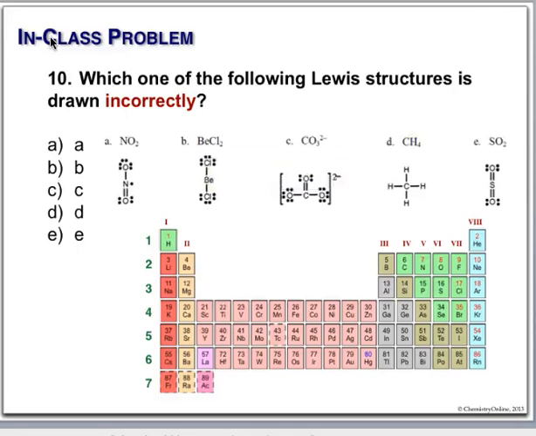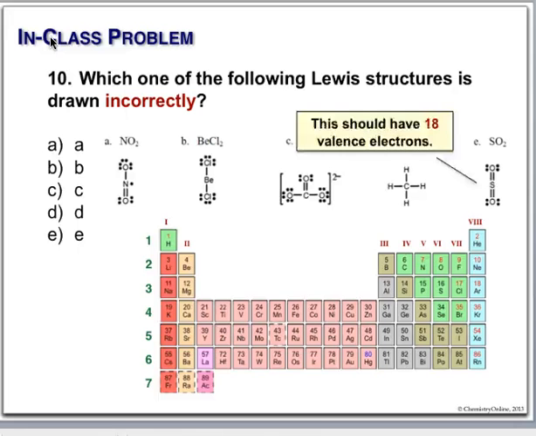So kind of by difference, this is the one that's going to be wrong. But let's prove it to ourselves. Sulfur is here in group 6, and so is oxygen. So we have 6 times 3 is 18. Here we have 8 up top, 8 on the bottom. That's only 16. The extra electron pair is going to live here on the sulfur.